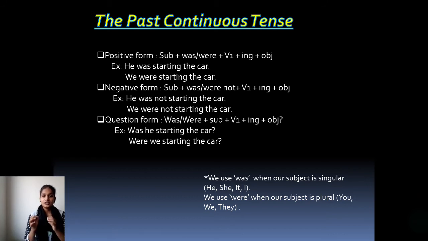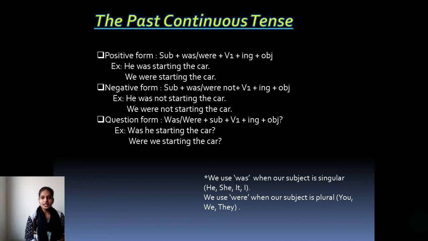How do we form a question? At the starting we use the auxiliary, was or were, then plus the subject the question is about, plus verb first form plus ing plus object, the rest of the sentence, and a question mark. Example, was he starting the car? Was, auxiliary at the starting; we use was because he is singular, the subject is singular. Starting, verb first form plus ing, the car, object, and a question mark. Question mark is very important in past continuous tense.